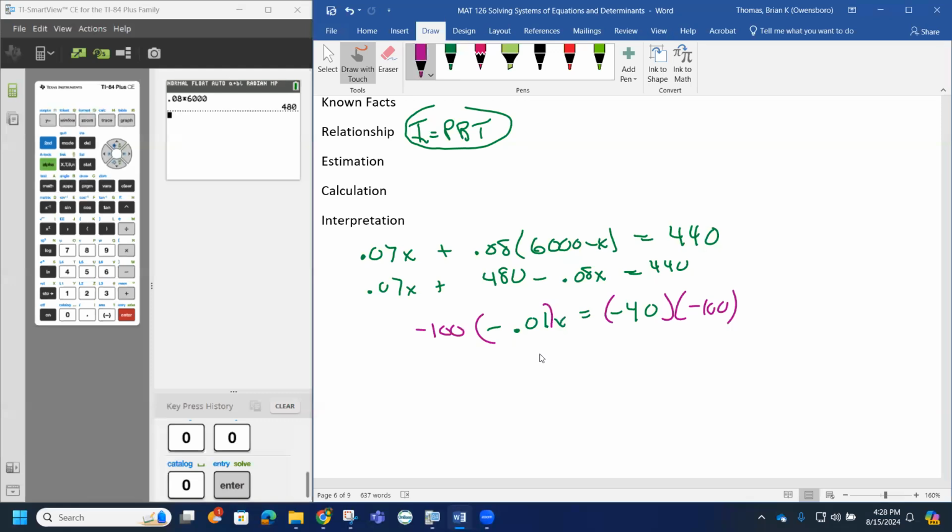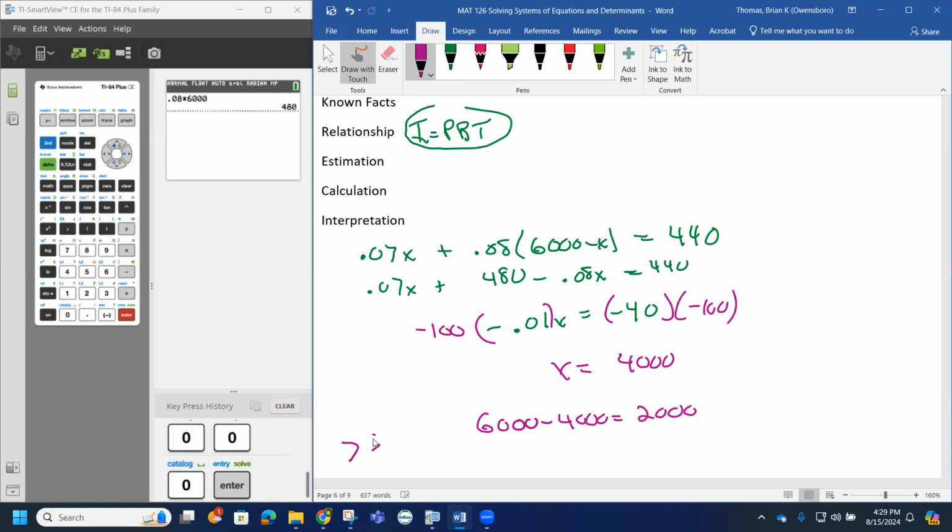So that's going to give me X equals 4,000. So yeah, I misunderstood myself. So yeah, we're investing up to $6,000. So 4,000 is being invested in one, and then 6,000 minus 4,000 gives me 2,000. So 2,000 is being invested in the other account.